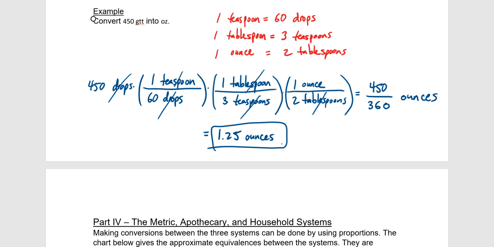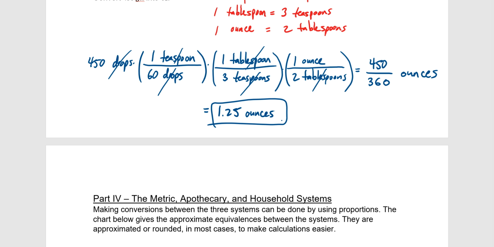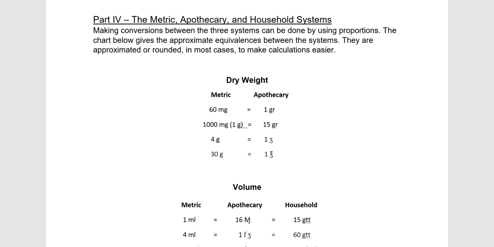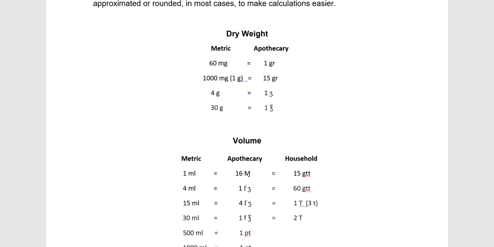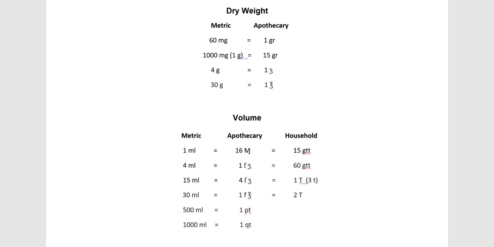Okay, so that is the household system and converting within that. And for the last thing here, part 4, is going to be converting between all 3 of these systems, converting between the metric, apothecary, and household systems. So the nice thing is that we're going to be doing these the same exact way. The not so nice thing is that most of these are just approximate equivalences, approximate conversions. Most of these are rounded, and it's to make these calculations just a little bit easier. Okay, so we only have this page right here. We have the dry weight conversions and the volume conversions.